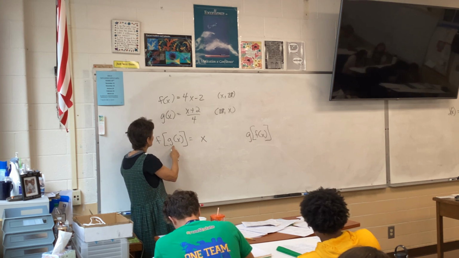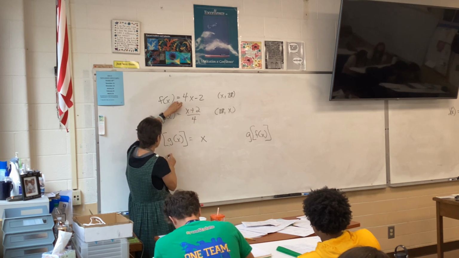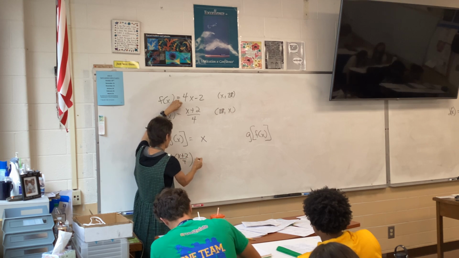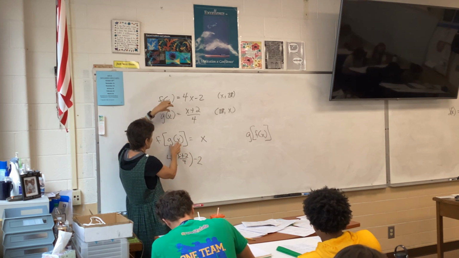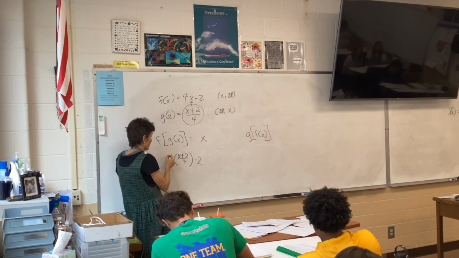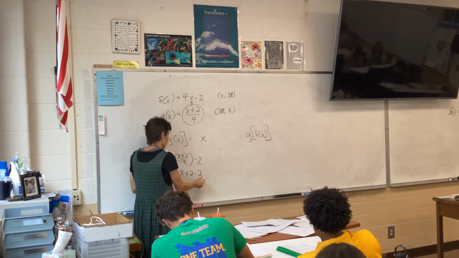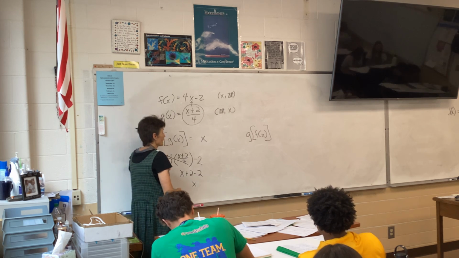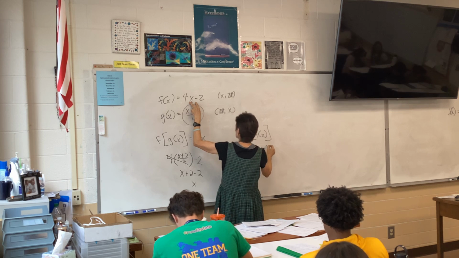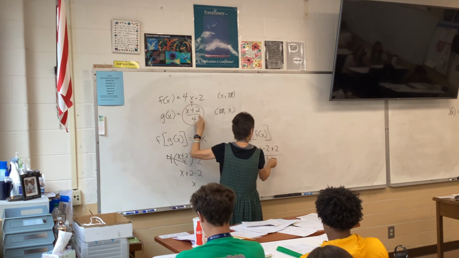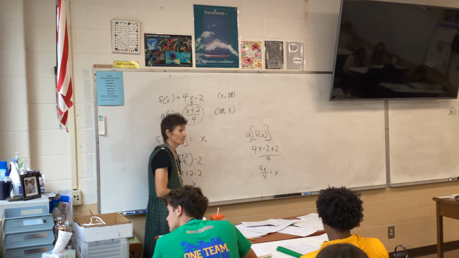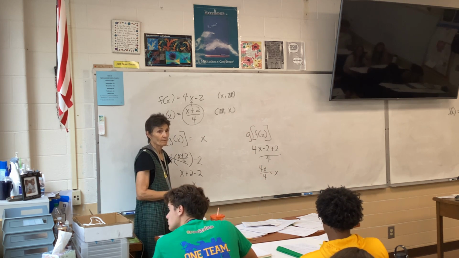So f of g of x means plug g into f, so it'll be 4 times x plus 2 over 4 minus 2. Remember, this means take the g function and plug it in right there. Well, does that work out for me? Yeah. Then this one means take f and plug it into g. Does that work out for me? Yep, that's your proof. That is your proof.